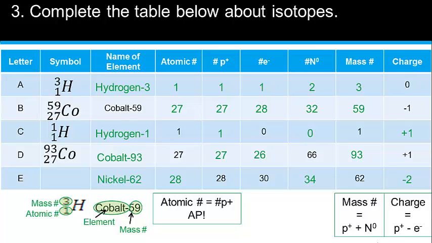So I can look up on the table of elements, atomic number 28 is nickel, and the mass number is 62. So that's how I get nickel 62. And to write this in isotope notation, 62 is my mass number, my atomic number is 28, and this corresponds to nickel. So I write Ni.